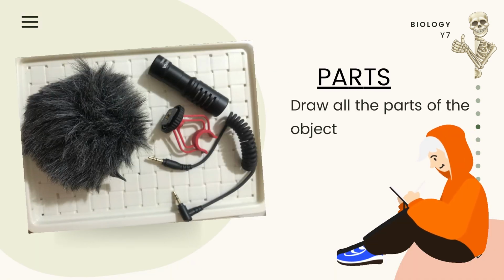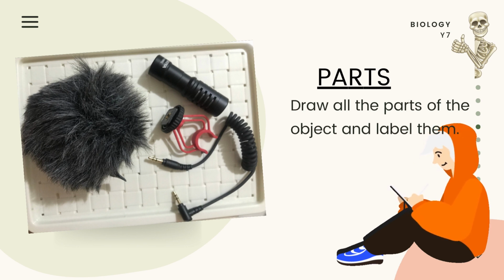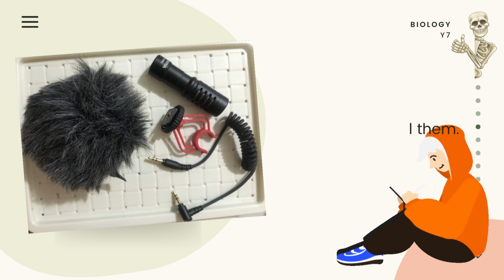So in this section, all you have to do is to draw all the parts of the object and label them. Even if you don't know the name, try to give it a name or make up a name for each part. Once you're done with the drawing and the labeling, we can now proceed to the purposes.